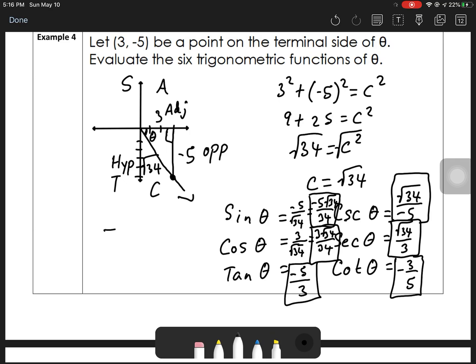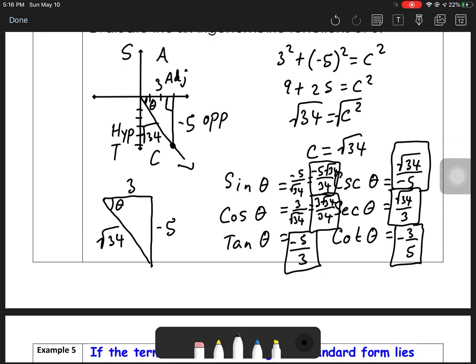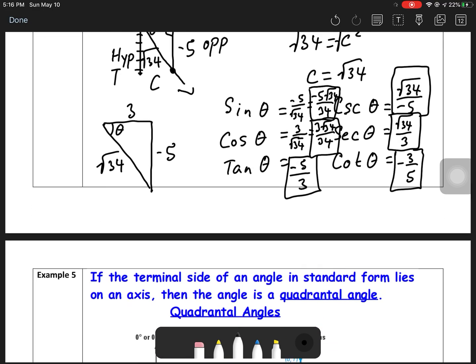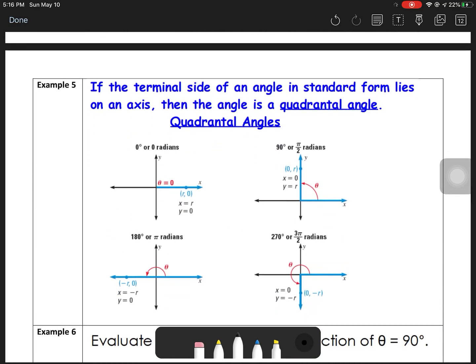If it helps, you could build this triangle outside of the figure, give yourself a little bit more room. You know that this top side is 3, this side's -5, and then this ended up being the square root of 34. Here's our angle right here, and then just do opposite, adjacent, hypotenuse. Whatever is easiest. I apologize, this is a little messy, but it is what it is.